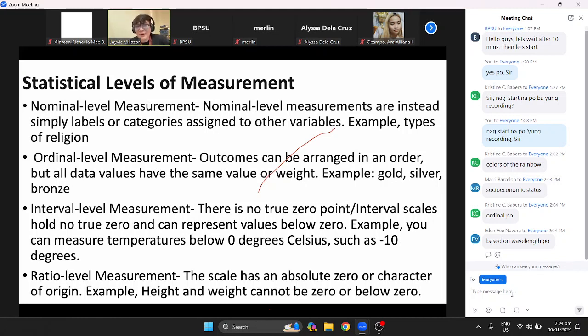So pag sinabi nating hierarchy, may pinakamataas, may pinakamababa. Sa colors of the rainbow, wala namang mas mataas or mas mababa sa kanila. They're just representing different colors, 'di ba? So it's more on nominal. So yung types of color that can be found in the rainbow is a nominal level of measurement. Okay? Ayan. So maganda yan para mas na-gauge natin or na-appraise natin whether your answer is correct or not. Okay? Ayan.